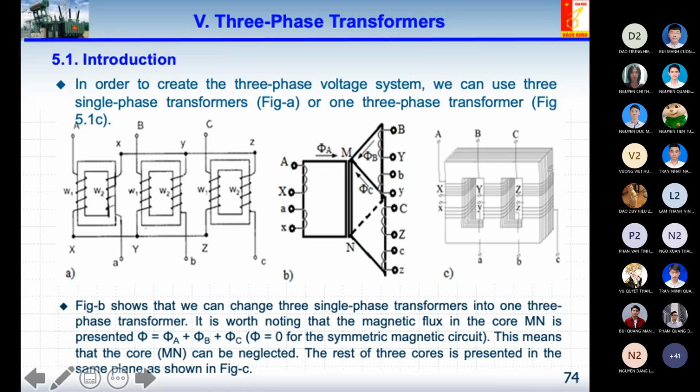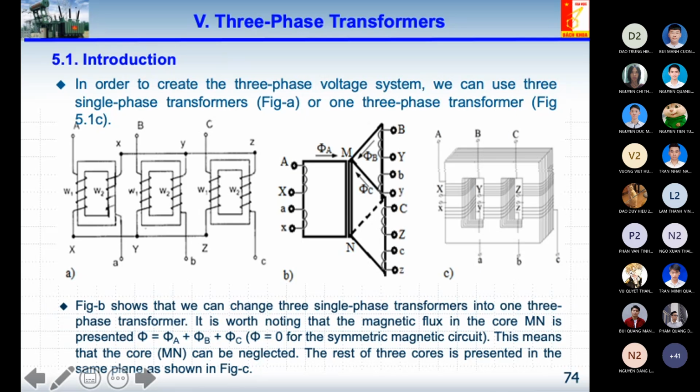And for now, when we consider the three-phase transformer, of course we have to consider the three-phase transformer like this. And of course, if we consider three single-phase transformers matched together, we have to consider figure A like this, okay, figure A like this.